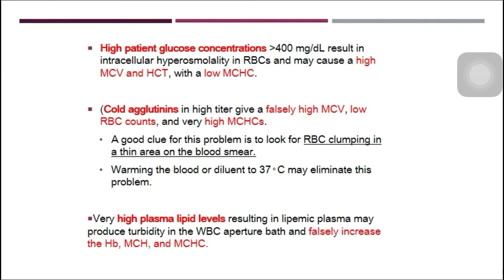Now, other than high patient glucose concentrations and cold agglutinins, very high plasma lipid levels also contribute to errors. Very high plasma lipid levels resulting in lipemic plasma may produce turbidity in the WBC aperture bath, and this may falsely increase the hemoglobin, the MCH, and the MCHC.